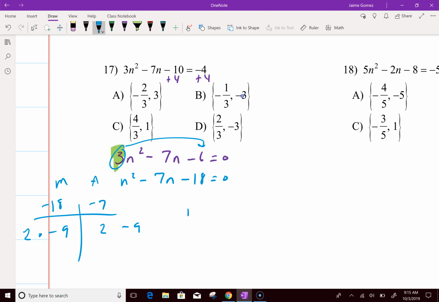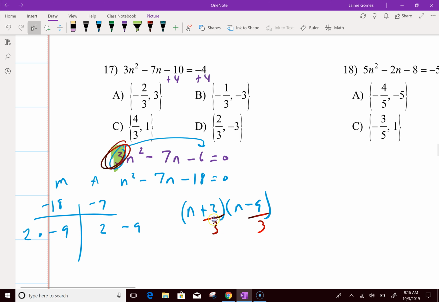So that means I have n with a positive 2 and n with a minus 9. But then since I multiplied by 3, I got to bring it back. Divide that by 3. Remember, you're going to leave this fraction alone. You have positive 2 over 3. So you just change the sign. So this becomes negative 2 over 3, which automatically you can choose letter A.